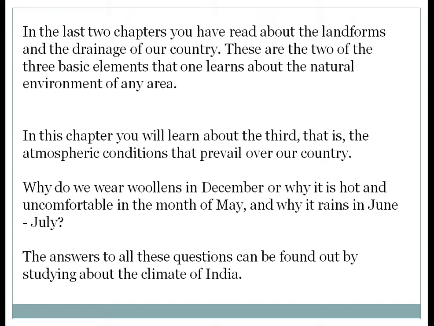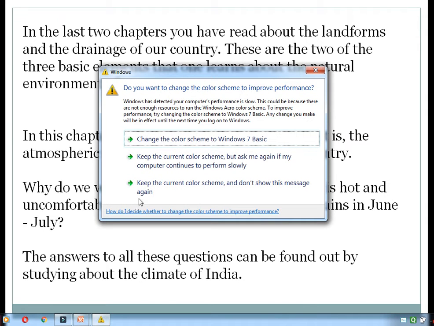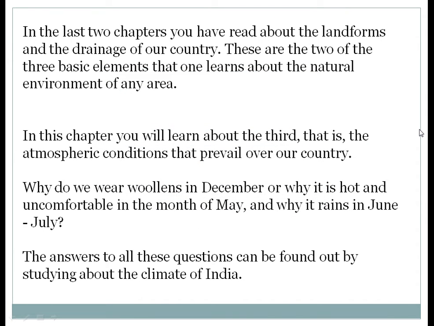Let's move. In the last 2 chapters, we read about the landform and the drainage of our country, and these two are basic elements that one learns about the natural environment of any area. In this chapter, you will learn about the third, that is the atmospheric condition. That means we are going to see about weather and climate. The atmospheric condition is different at different places.